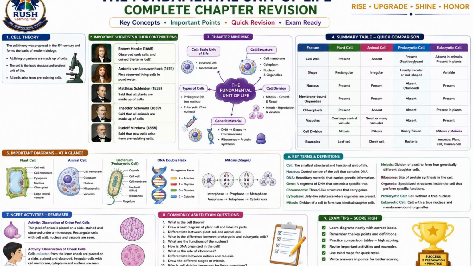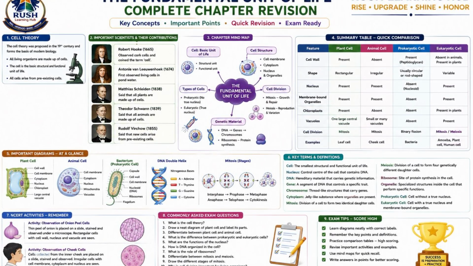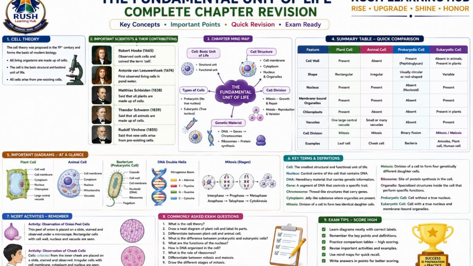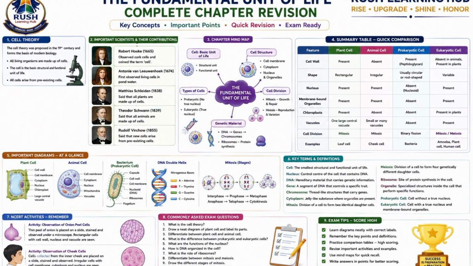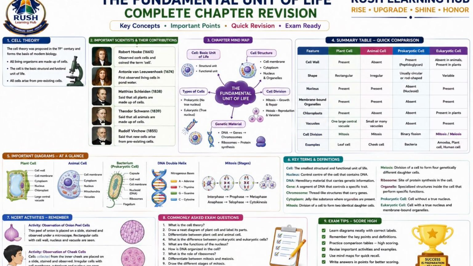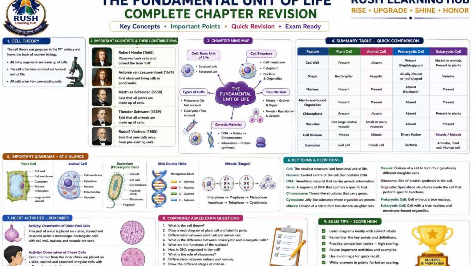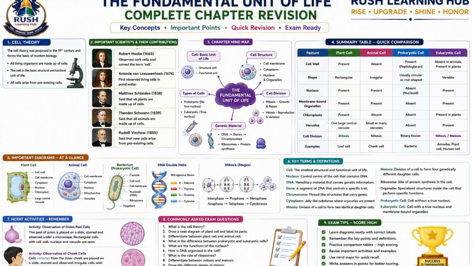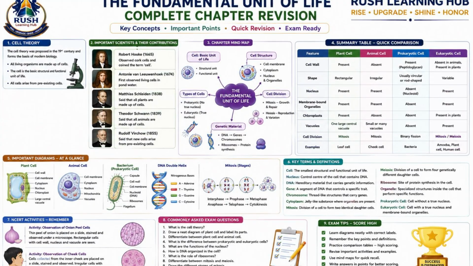Memorize important definitions exactly as given in NCERT. Understand the differences between plant and animal cells. Understand the differences between prokaryotic and eukaryotic cells. Understand the differences between mitosis and meiosis.